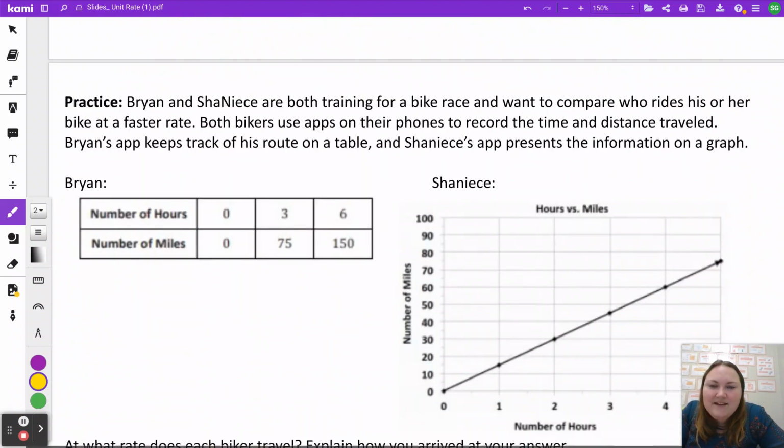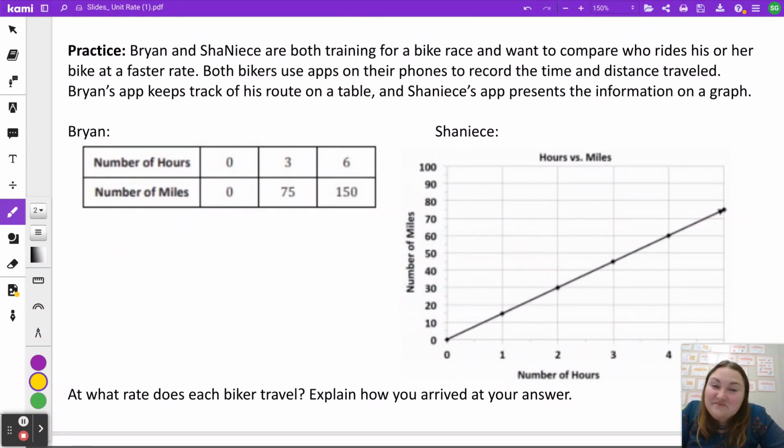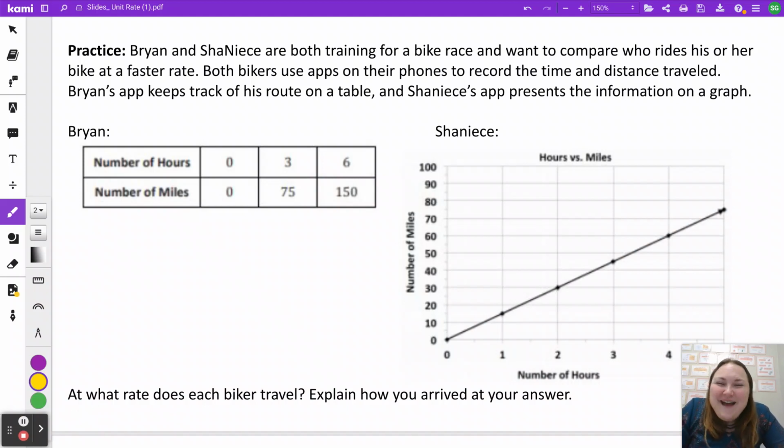So I've got this question here. It looks a lot like that motorcycle one now, doesn't it? But it's about different information. So the story is up here, their information is here, and the question's down here at the bottom. We're asked, at what rate does each biker travel? Go ahead, pause this video one last time, and then come back to check and see how you are doing.